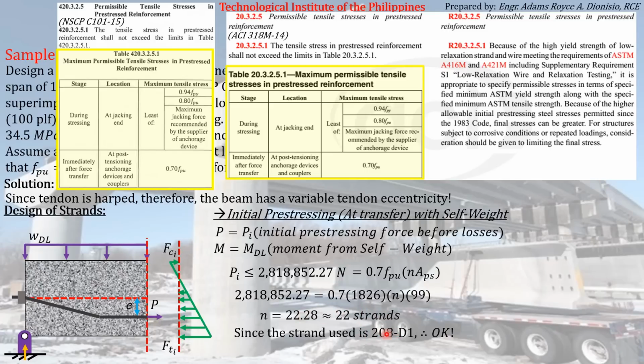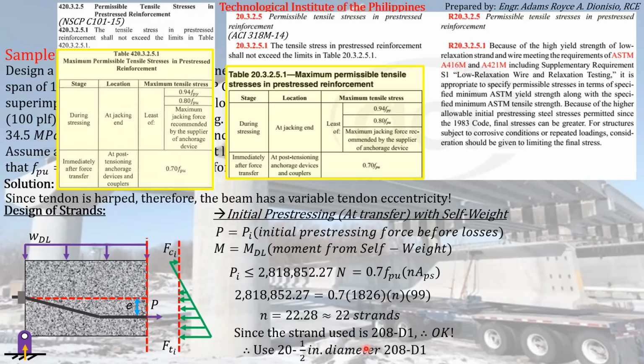Actually, this is the maximum number of strands that is available for a 10DT34 double T. So we just have to use a strand pattern that has a number of strands equal or less than this number of strands that we have computed here. And obviously 20 strands is less than 22 strands. Therefore, the strand pattern that we have assumed initially is okay. So therefore, we can use 20 1/2 inch diameter strands, or 208-D1 strand pattern.